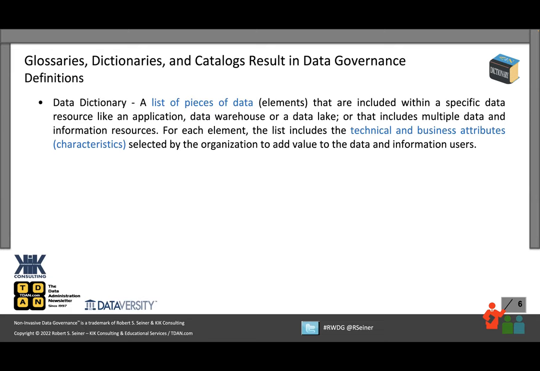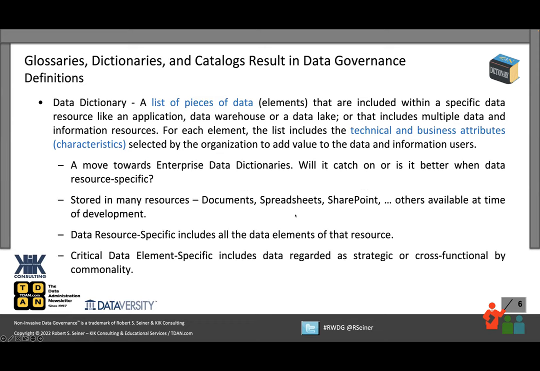So for each element that you have in your dictionary, you want to include the technical and the business attributes that people in the organization find will add most value to the understanding, the use of the data. And like I said, I've seen a move towards enterprise data dictionaries. I'm not sure it's going to catch on, but maybe that's where the catalog comes in and you can have all your different data dictionaries incorporated together into your catalog. Presently, organizations have their data dictionaries in documents, spreadsheets. I'm sure that you could add to the list in the chat all the different places that you have data about your data or metadata.